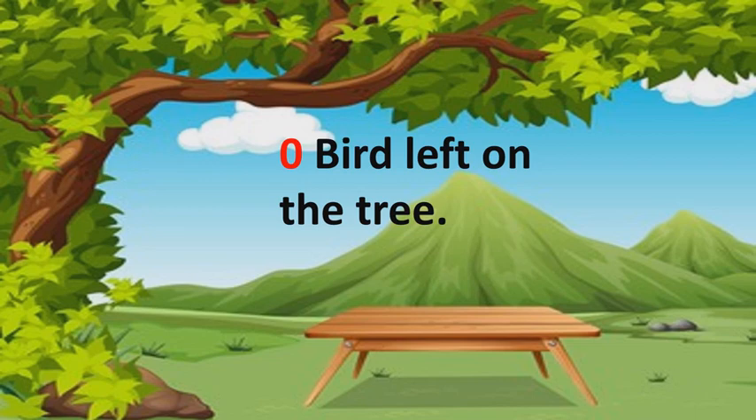When there is no bird on the tree, we can say that zero birds are left on the tree. Because nothing means zero. So from here it is clear that 0 is nothing. Here nothing is left on the tree. No bird is on the tree. That means 0 birds are left on the tree.